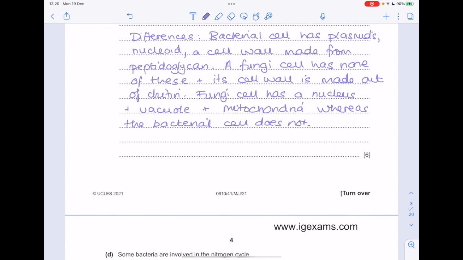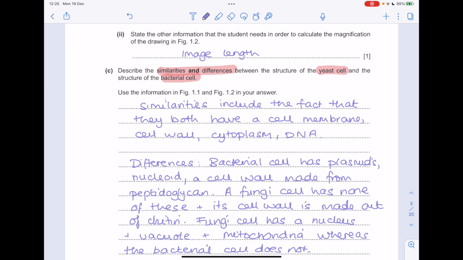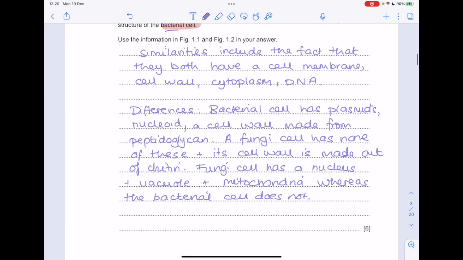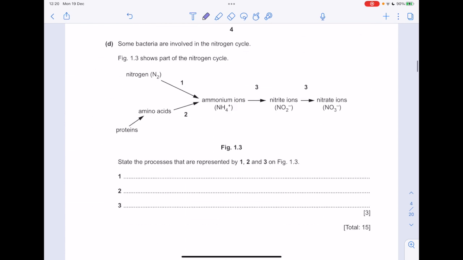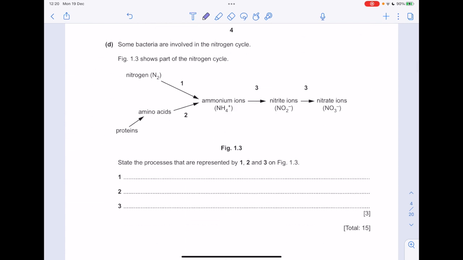So we've made a full and complete comparison in terms of similarities and differences between the yeast cell and the bacterial cell. Just going to really show that the fungi cell is the yeast, even though it's already told us higher up. Some bacteria are involved in the nitrogen cycle. Figure 1.3 shows part of the nitrogen cycle. State the processes that are represented by 1, 2, and 3.